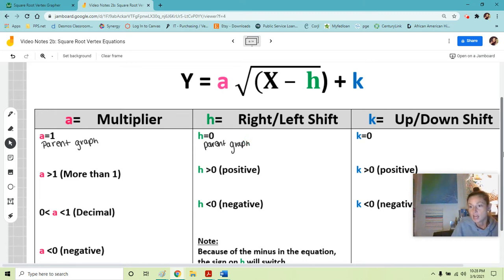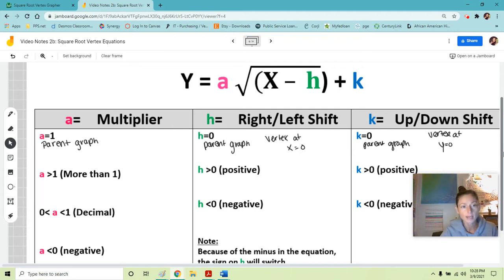And that just means that it is at x equals 0. And then with k equals 0, same thing. And that would mean that the vertex is at y equals 0. Because again, k tells us up and down, h tells us right and left, x is right and left, y is up and down. So those match up together.